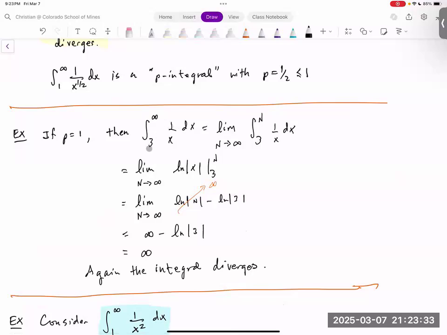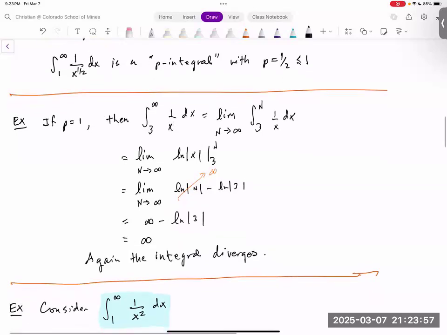And this is why 3 doesn't matter. It could have been 1. If we'd had 1, we'd have natural log 3. We could have had 50, and it would have been infinity minus natural log 50. We could have had a billion, and it would be infinity minus natural log of a billion. That lower limit doesn't matter because this is a p integral. P was less than or equal to 1, and as such, this integral is diverging regardless of that lower limit.